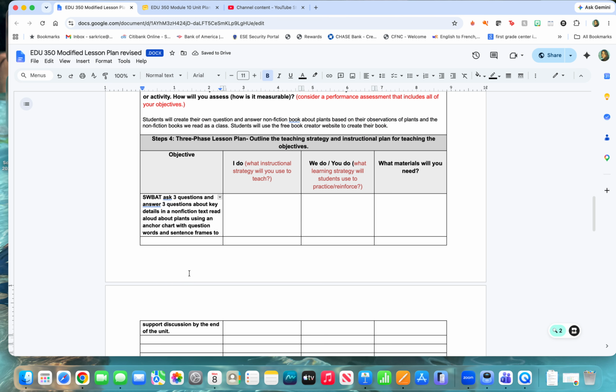Students will be able to ask 3 questions and answer 3 questions about key details in a nonfiction text read aloud using an anchor chart with question words and sentence frames to support discussion by the end of the unit. So what instructional strategy will I use?